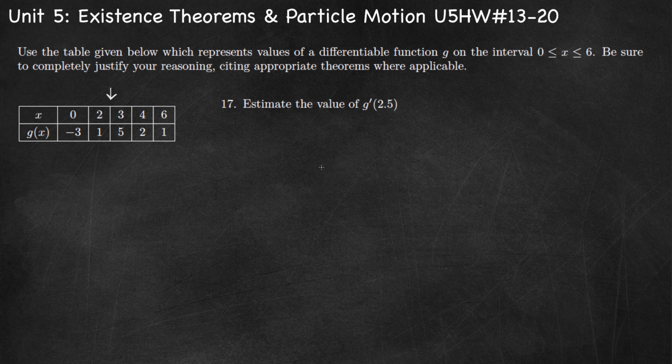So we're going to find the average rate of change. We want to find g of 3 minus g of 2 over 3 minus 2. This is the average rate of change on the interval from 2 to 3. So that's going to be 5 minus 1 over 3 minus 2, or 4 over 1, which is just 4.